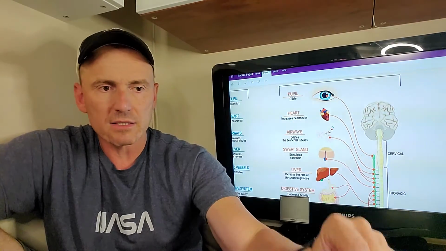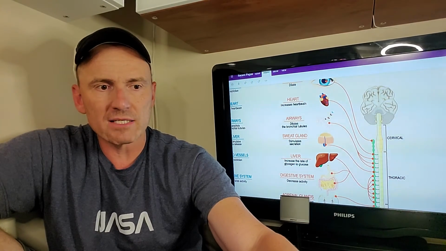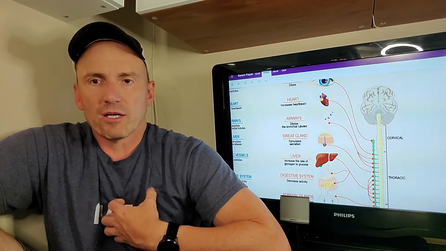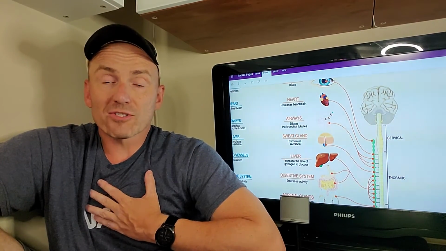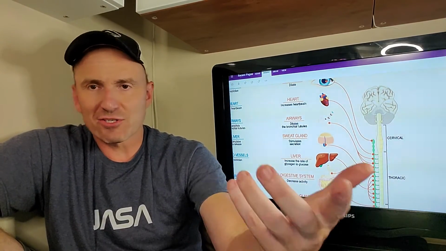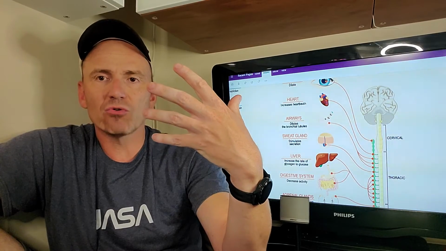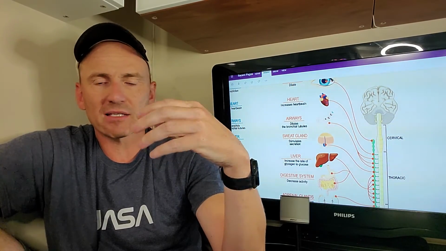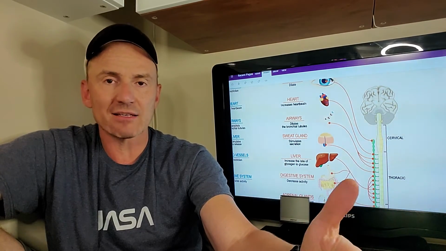Pupils dilate, increased heart rate, so increased blood pressure. All of these things. Airways dilate the bronchioles, so your bronchioles are open. You are pulling in more air, but you also can pull in more pathogens that way. You're sweating more because the body's getting ready to cool down, because if you're going to be running from a bear, you're going to get hot. So you are starting to sweat in anticipation of getting hot.